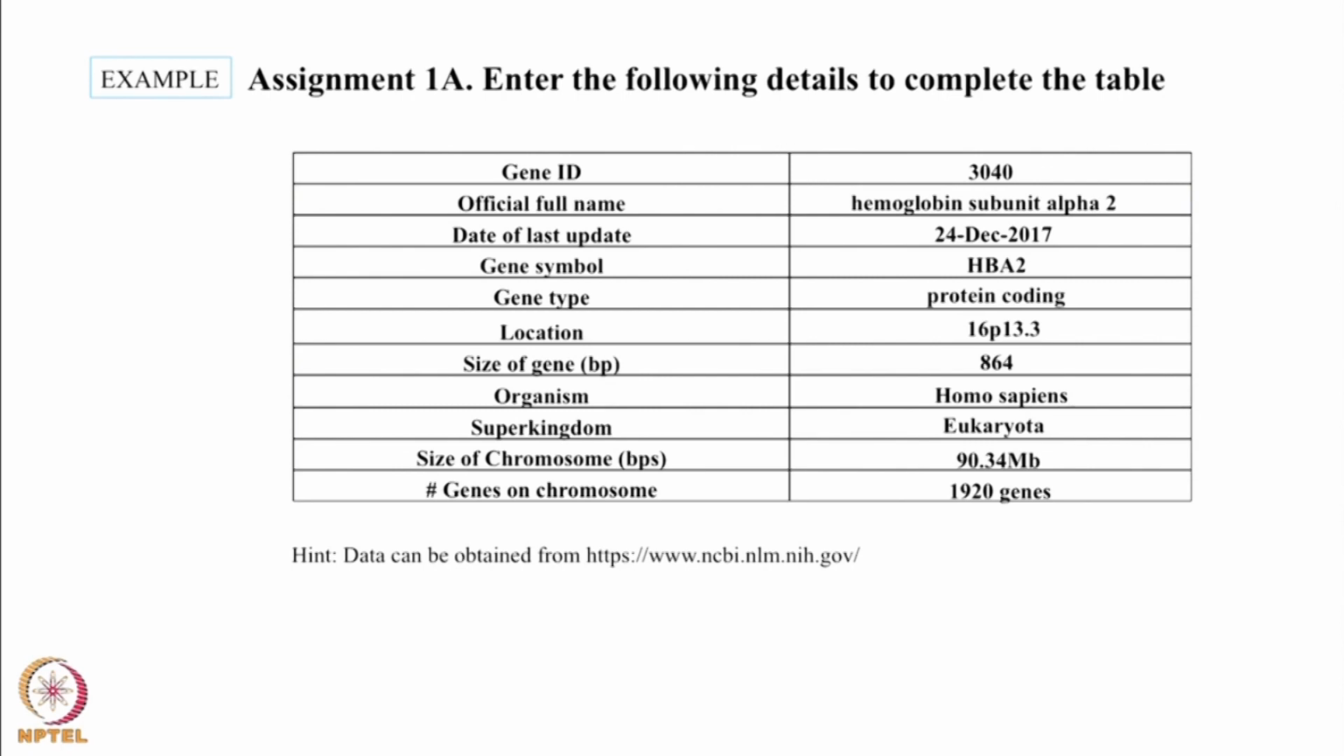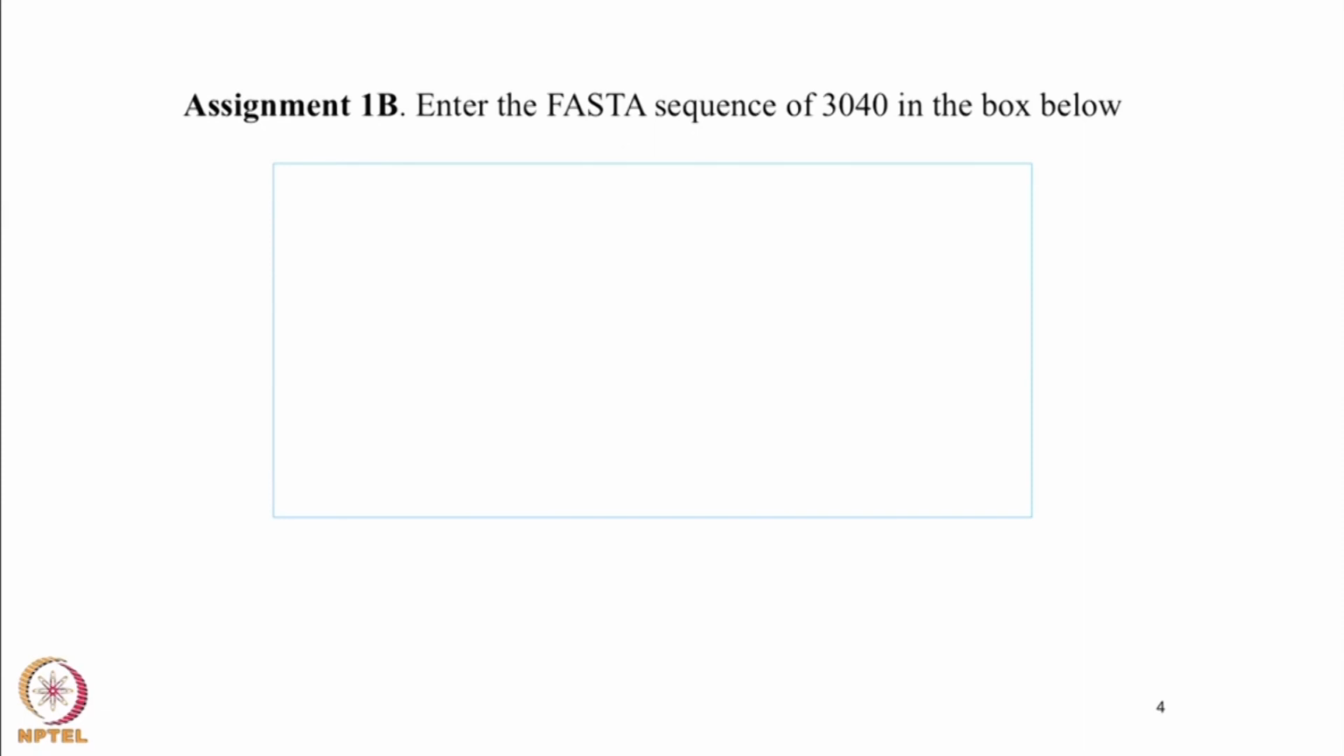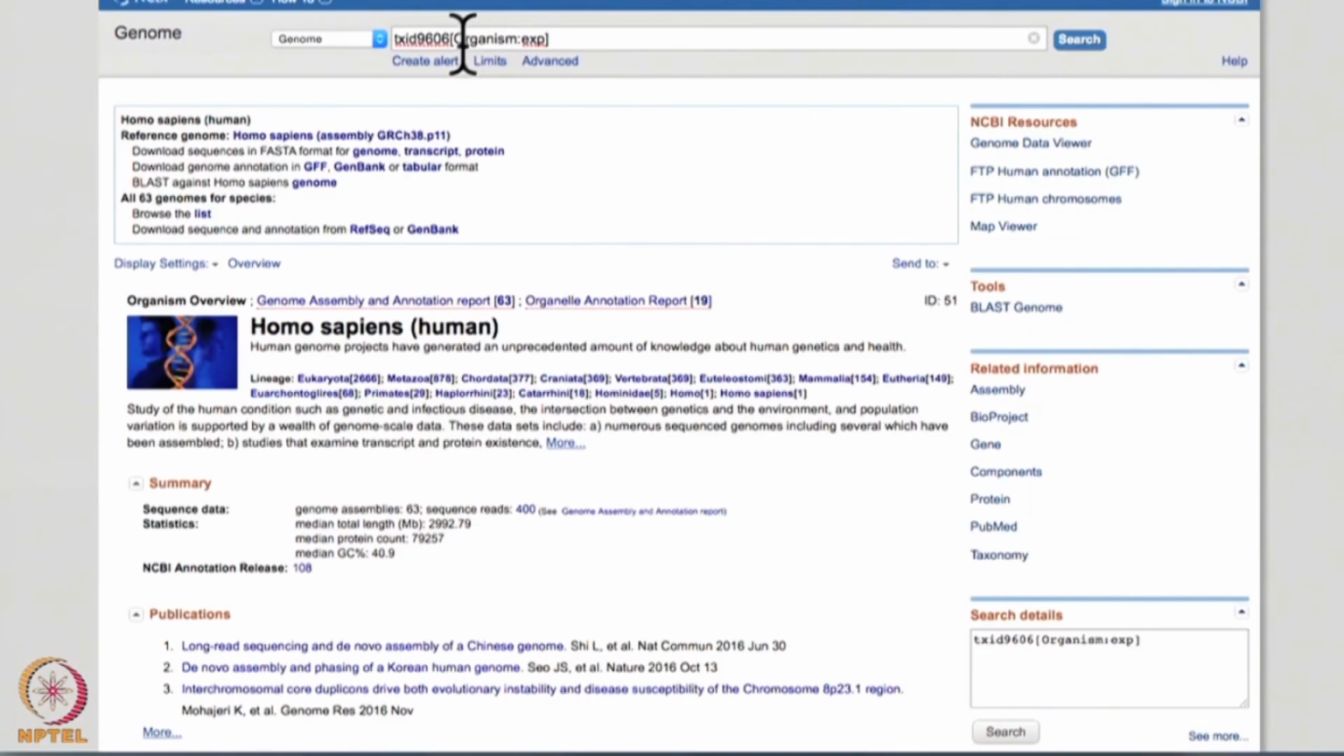So this brings us to the end of the first part of this assignment. The next assignment is a very small one. You have been asked to enter the FASTA sequence of this gene in the box below. So let's go to the NCBI website again. Let's type 3040 in the search box. We type gene and press search.